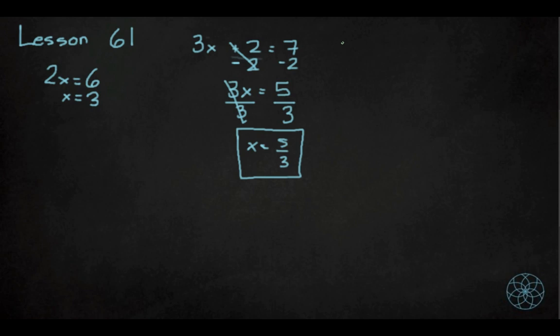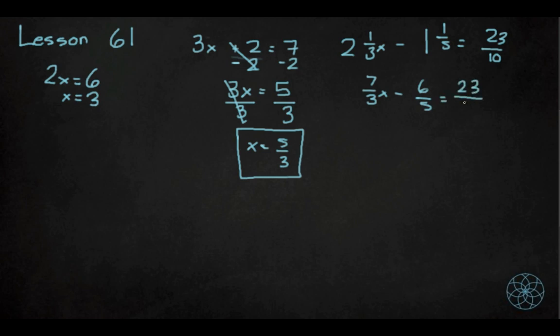Let's do one more. Let's say that you had 2 1/3 x minus 1 1/5 equals 23/10. So the first thing I would recommend doing is changing all of the terms to improper fractions. So let's make this say 7/3 x minus 6/5 equals 23/10. And that's just to make it easier, because now we can easily multiply and divide without having to deal with all these whole numbers. So here's our x right here.